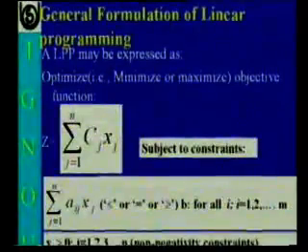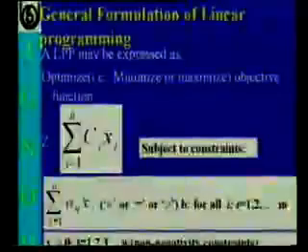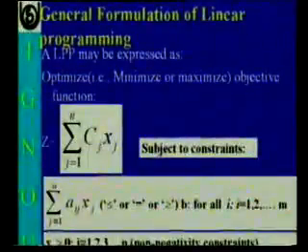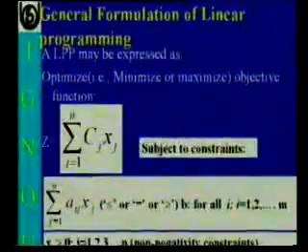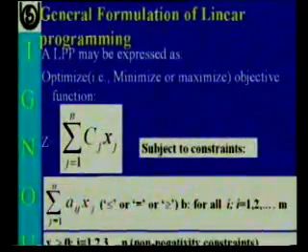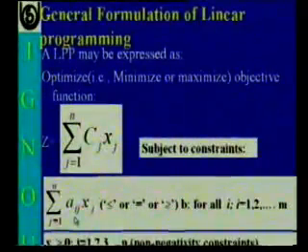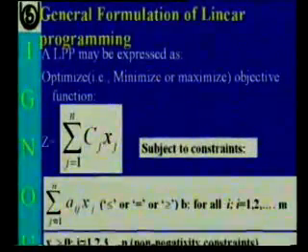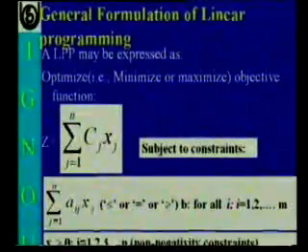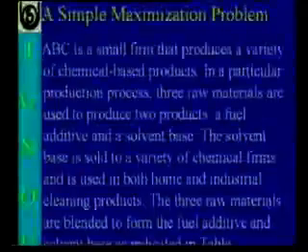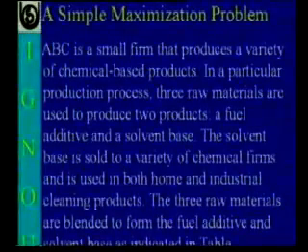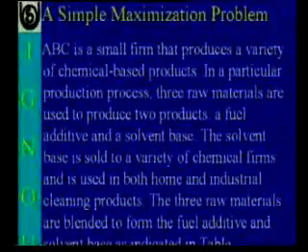Now this is a general formulation for LPP problem. Here Z is the objective function, Z is the summation of Cj Xj. This is the objective function, Cj is the different contribution made by the Xj variable. Similarly, this is the constraint, summation j equal to 1 to n of Aij into Xj. This is a constraint, and the third one is the constraint for non-negativity, that is Xj is greater than or equal to 0.